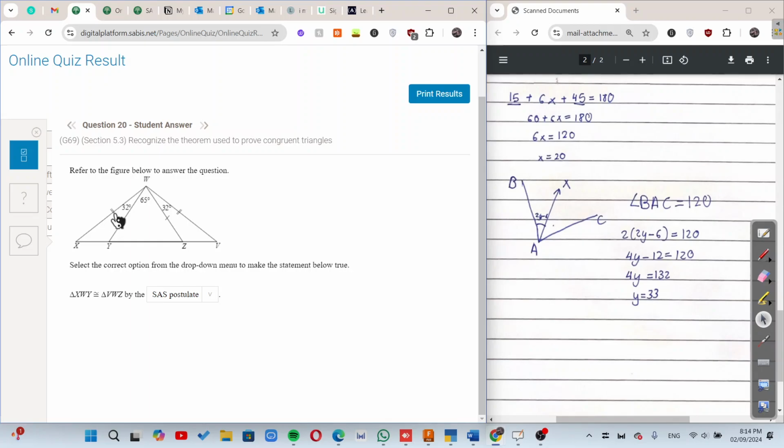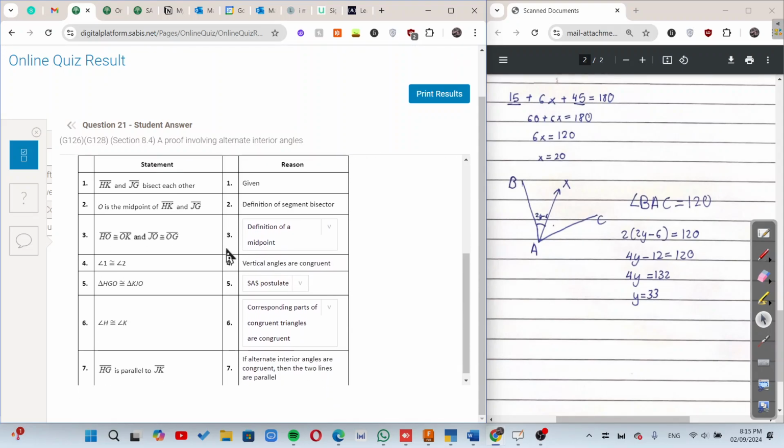And they also gave you that this angle is congruent to this angle. These are both 32. So now you have to count what you have. You have two sides and one angle. So you have the SAS postulate, side, angle, side postulate.